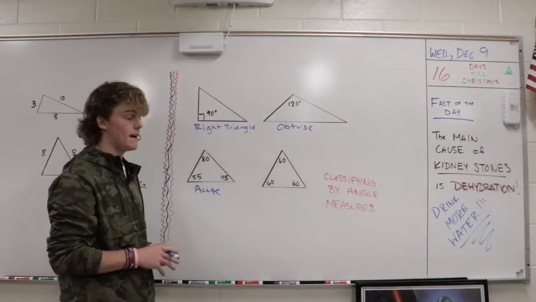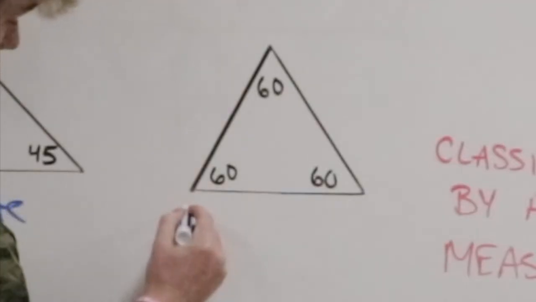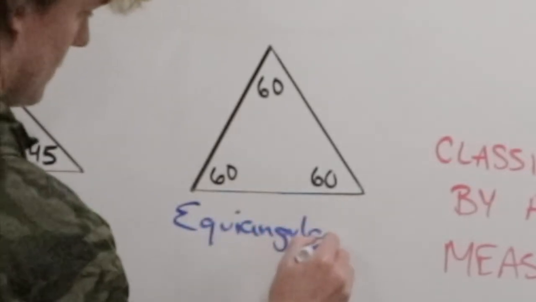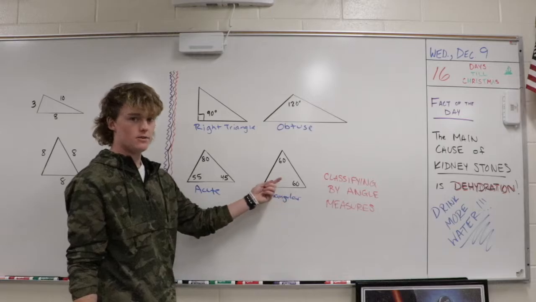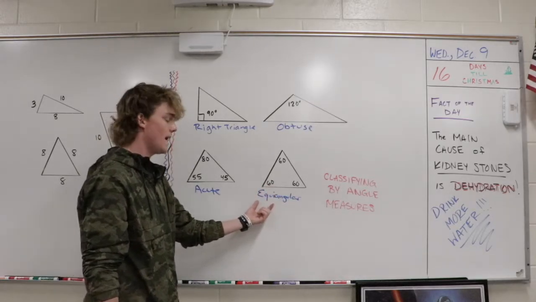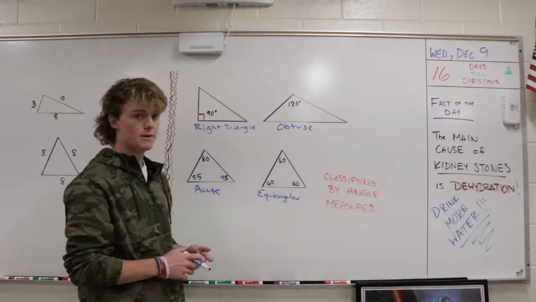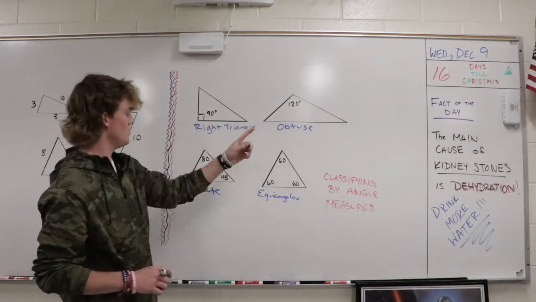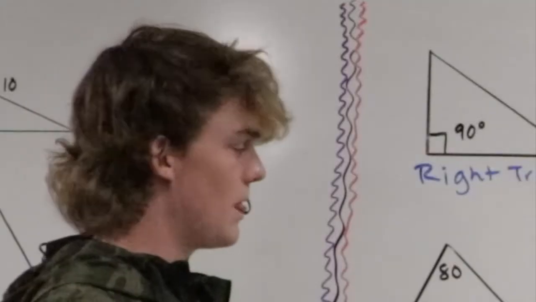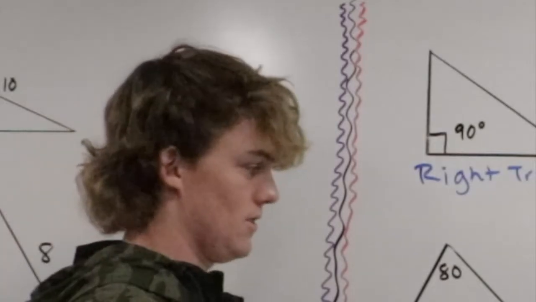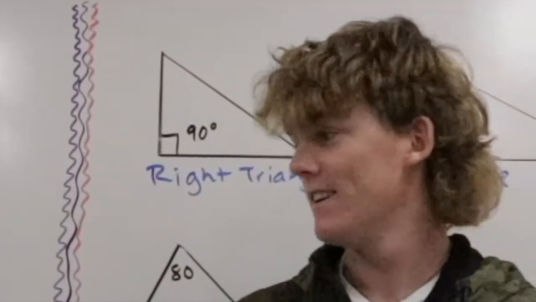And lastly, this is not extremely important, but this is called an equiangular triangle because all of the angles are the same. Equiangular. EQUI means equal, and angular is talking about the angle measures. So we've got a right triangle, obtuse, acute, equiangular. Whatever.